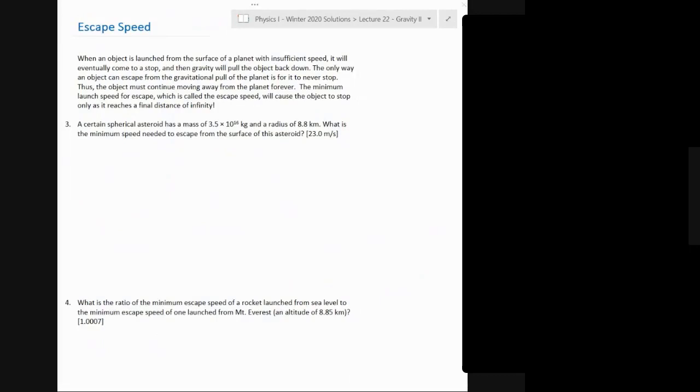Okay, so the next topic is escape speed. It's very similar to what we've already been doing. It's just a new concept here. So when you launch an object from the surface of a planet with not enough speed, so let's say you take a ball right now and you throw it up into the air, what's going to happen to that ball eventually? Is it going to keep going up forever?